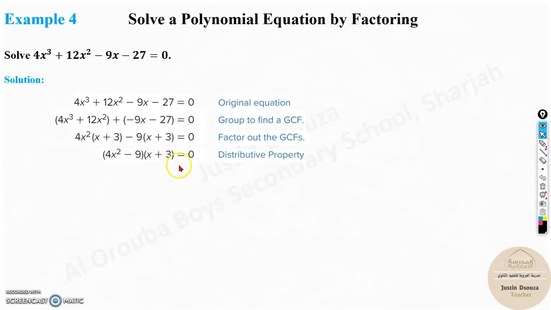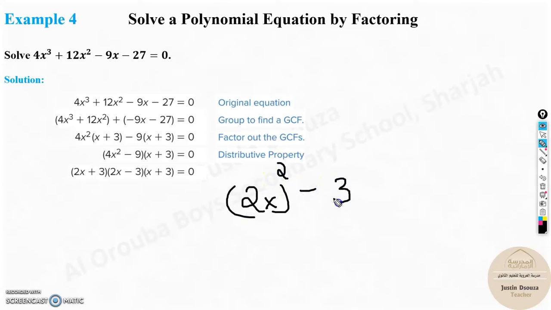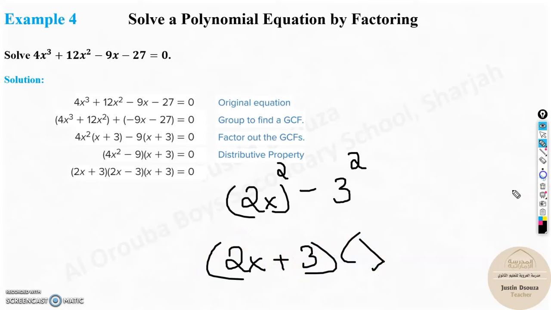Now it's not over. We can simplify this further, or you can directly equate it to 0. Over here this has been split further. How? See, this 4x square is written as 2x the whole square minus 3 square. We can use the formula (a plus b)(a minus b). That is 2x plus 3, 2x minus 3. So this is the thing. And then over here, x plus 3.